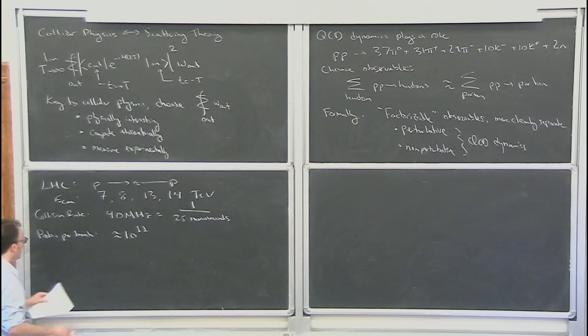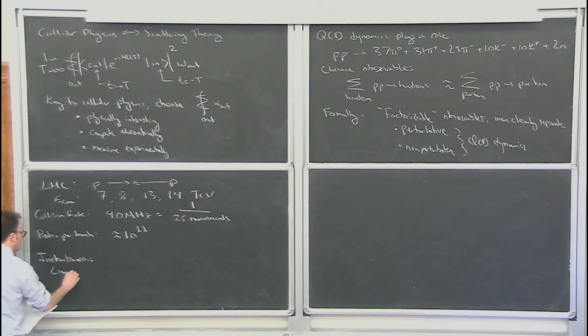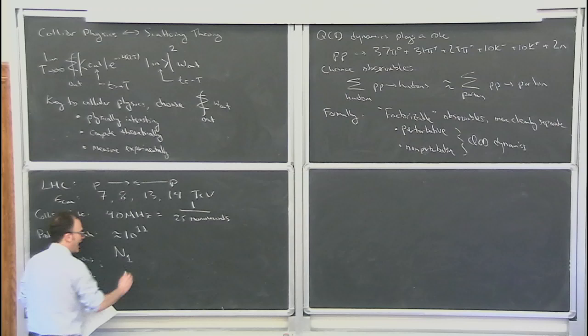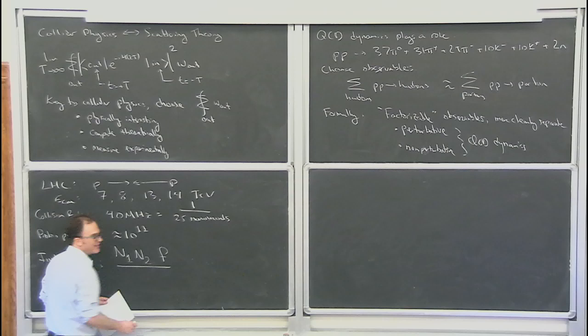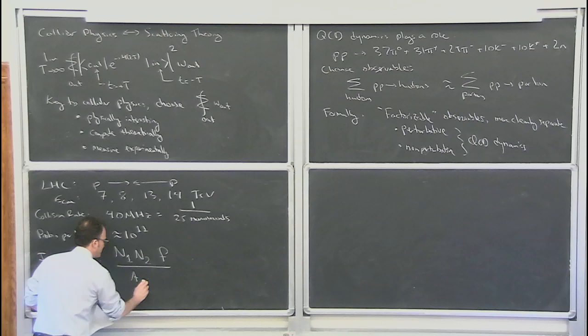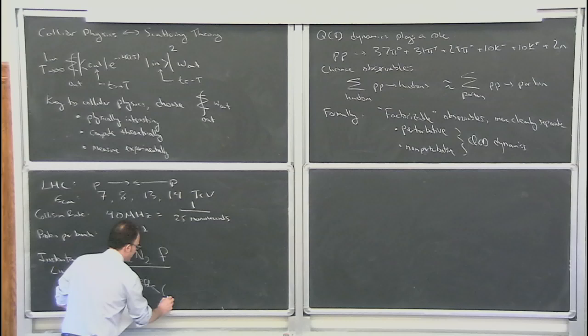So we often talk about at colliders, what is their instantaneous luminosity? The instantaneous luminosity is just saying, I have two bunches colliding. How many particles are in bunch one? How many particles are in bunch two? What is their frequency? It's 40 megahertz at which they're colliding. And then in what relative area are those beams being squeezed into, some kind of effective area? At the LHC, the effective area is something like 0.1 millimeters, that whole thing squared.